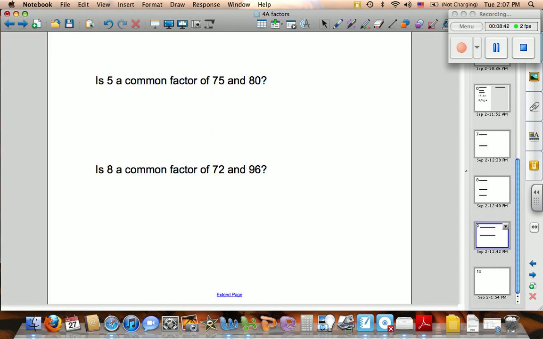And the last one: is 8 a common factor of 72 and 96? We know that 8 times 9 is 72, so we know 8 is a factor of 72, but is it also a factor of 96? Yes, it is, because 12 times 8 equals 96, so it is a common factor.